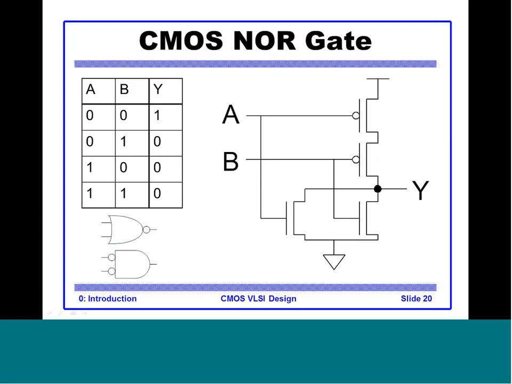Either of A and B being 1, or when both are 1, the NMOS turns on, one of the NMOS or both turn on, and Y is pulled down to 0.